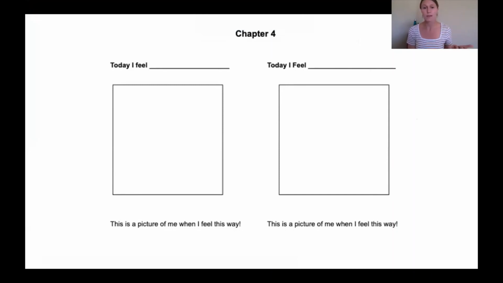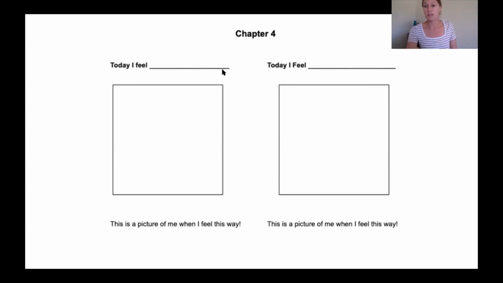So what I want us to practice today is knowing and understanding what we're feeling today. In your activity journal, on chapter 4, there's a worksheet that looks like this. And it says, today I feel, and on that line, I want you to write down what emotion you may be feeling today.